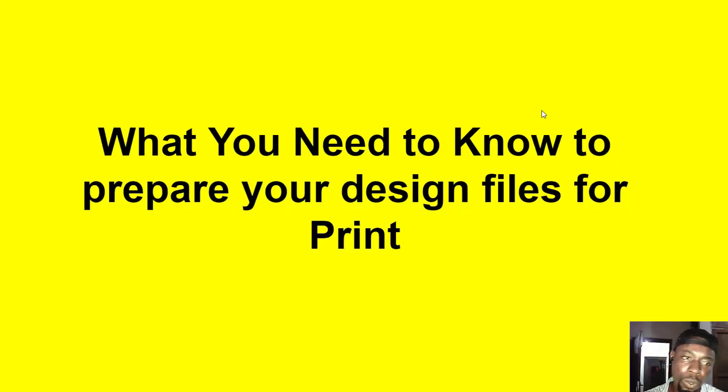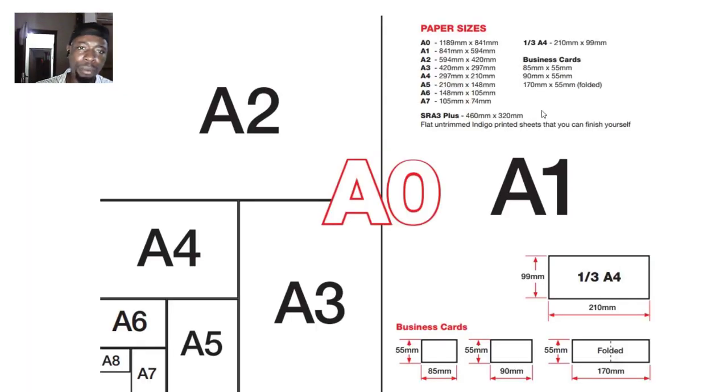One of the things you need to know is, first of all, the size. It's important that you know the size of the work that you are printing, because if you don't know the size of the work, how will you be able to tell? So you need to understand: are you printing on A0, A1, A2, A3, A4, A5? They all have sizes. Or maybe you are printing on a custom size. It's important that you know the size that you are printing on.